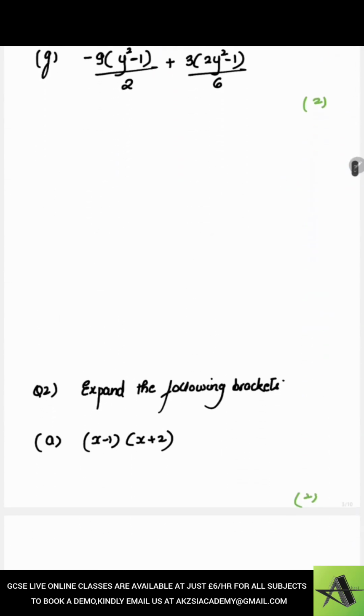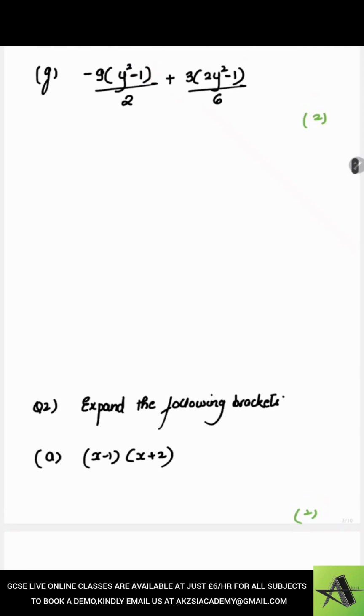Moving on to the next question. Minus 9 times y squared minus 1 over 2 plus 3 times 2y squared minus 1 over 6. So let me expand the bracket first. Minus 9y squared. Then minus 9 times minus 1 is plus 9 over 2, because 2 is already in the denominator, so it stays there. And here I can simplify 3 and 6 directly. So this will be 2y squared minus 1 over 2.